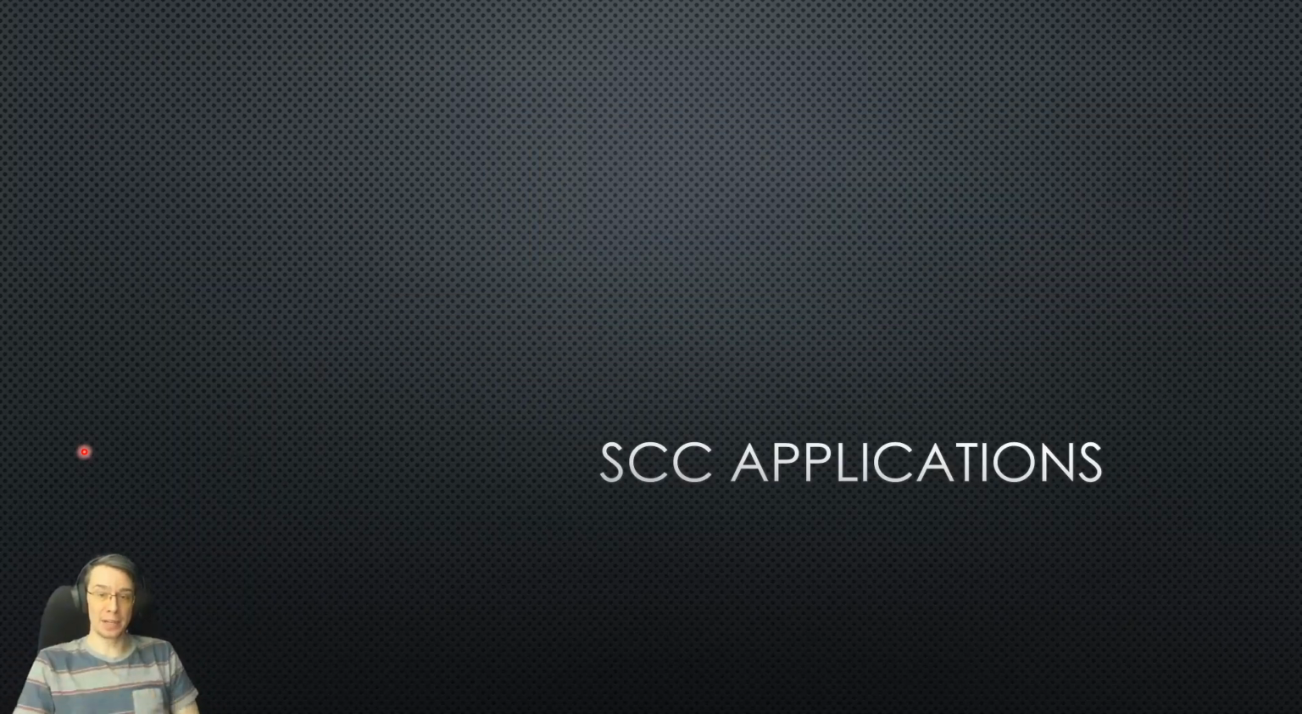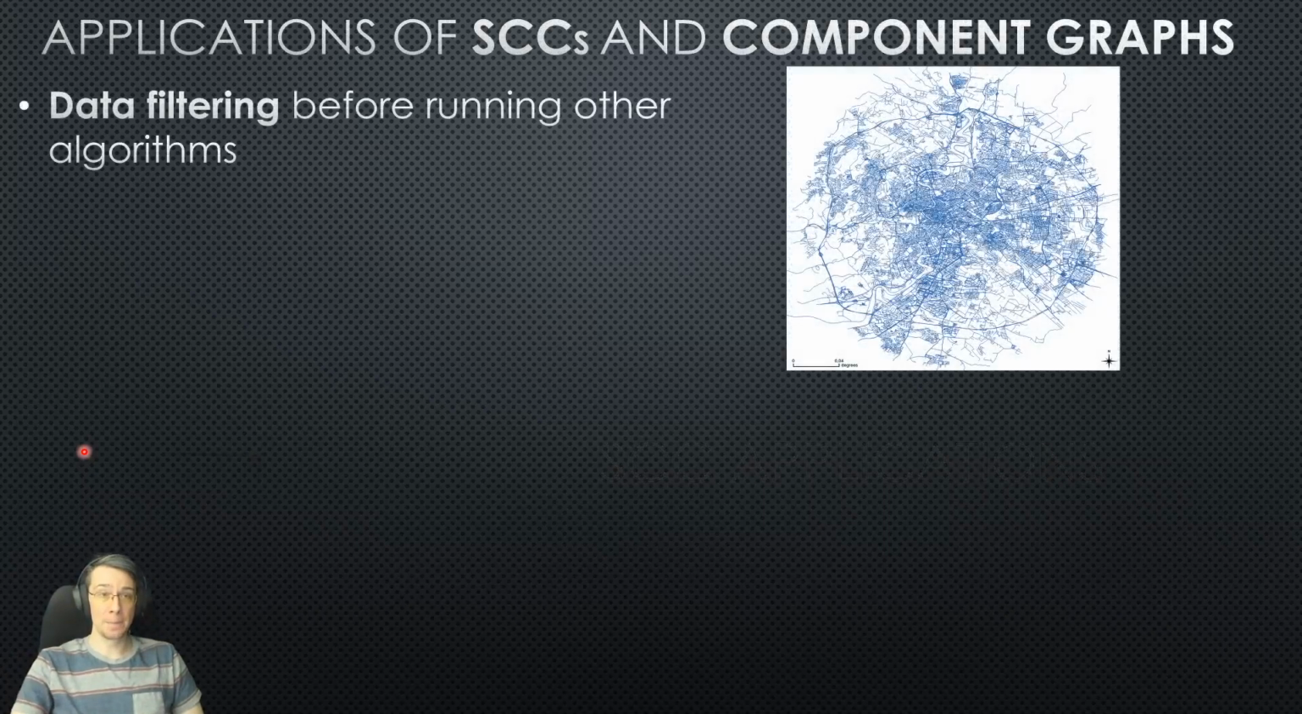Now the last thing I want to talk about is applications of strongly connected components. So we saw an algorithm in class for strongly connected components. And if you remember, a strongly connected component is a component of a graph such that every node is reachable from every other node in that component. Every node in the component is reachable from every other node in that component by following 0 or more edges. So one really interesting, super practical use case of strongly connected components and also of component graphs is to serve as a data filtering stage before running other algorithms.